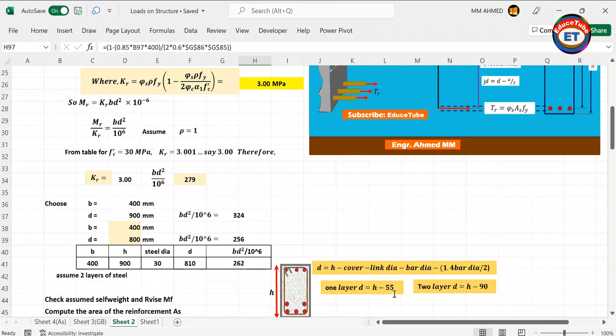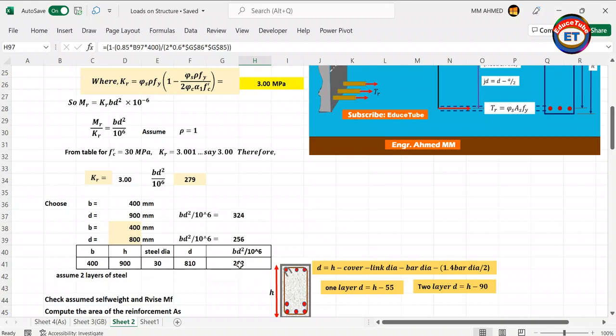Then we can write H minus 55. For 2 layers, we can write H minus 90. Otherwise, you can use exactly this equation, so you will get the D. Now, if you get D, you can find easily BD square by 10 to the power 6 equal to 262. Because you know B, you know D. So BD square divided by 10 to the power 6 is 262.